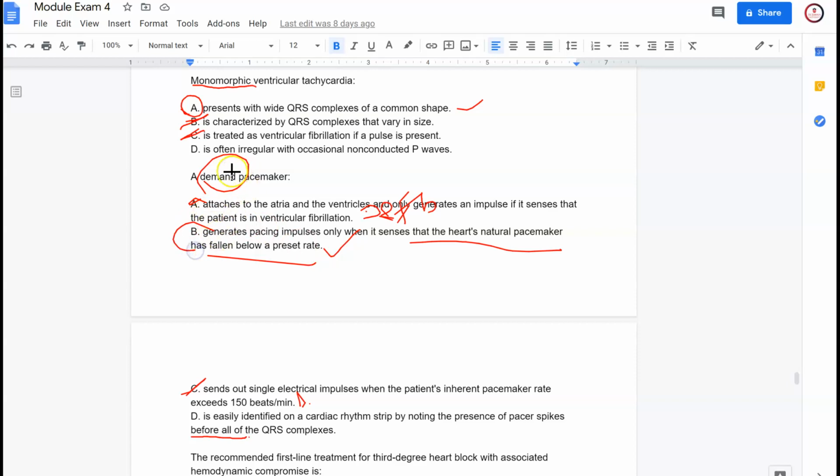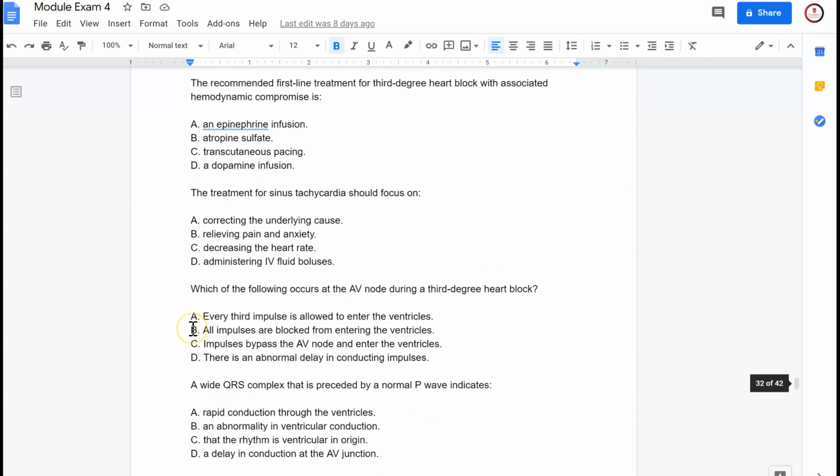B. A regular old pacemaker, just as a pacemaker, this would be a correct answer. But it is not. It is a demand pacemaker. Moving on. The recommended first-line treatment for third-degree heart block associated with hemodynamic compromise is an epi infusion.